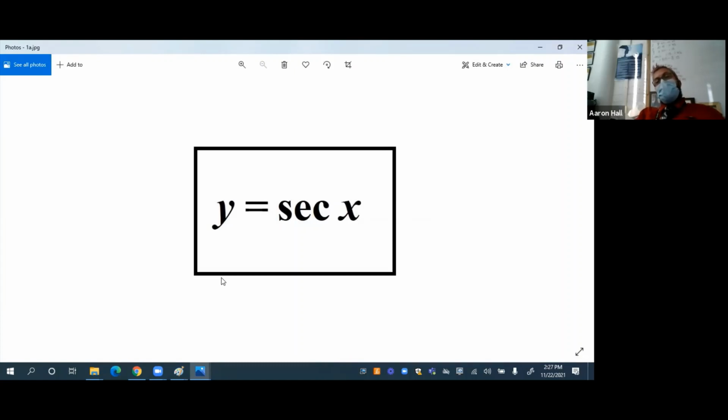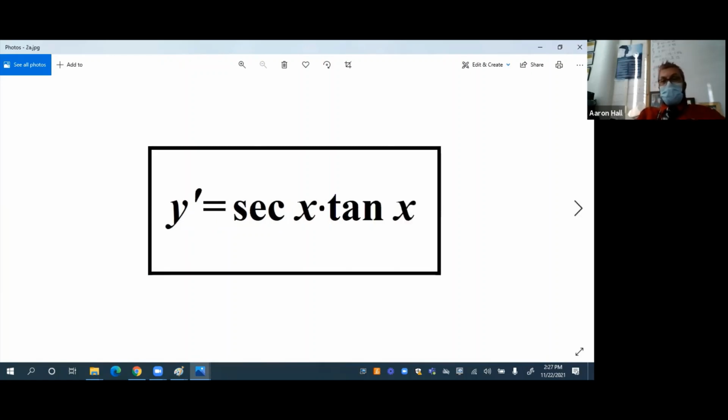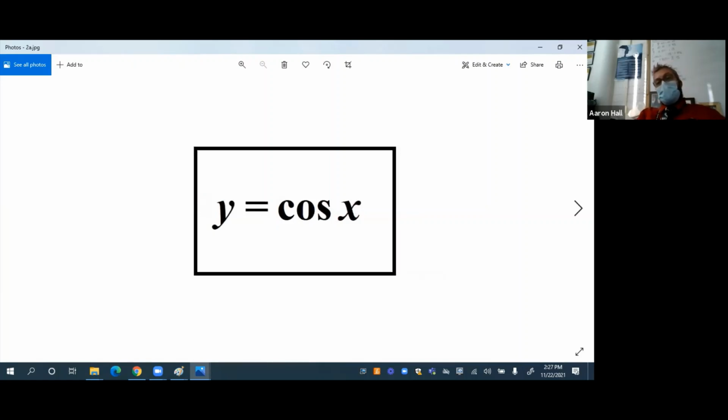Okay, what is the derivative of secant of x? Secant of x times tangent of x. Yep. What is the derivative of cosine of x? Negative sine of x. Good. What's the limit as x approaches infinity of sine of x over x? 0. What is the derivative of cotangent of x? Negative cosecant squared of x. Good. What is the derivative of cosecant of x?